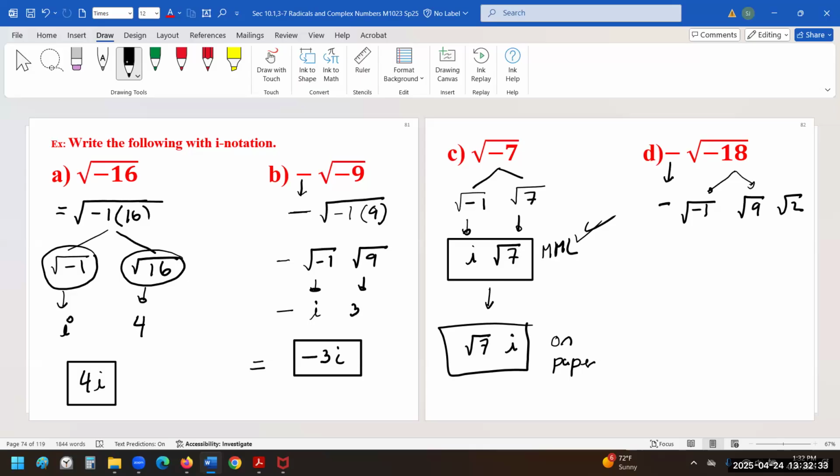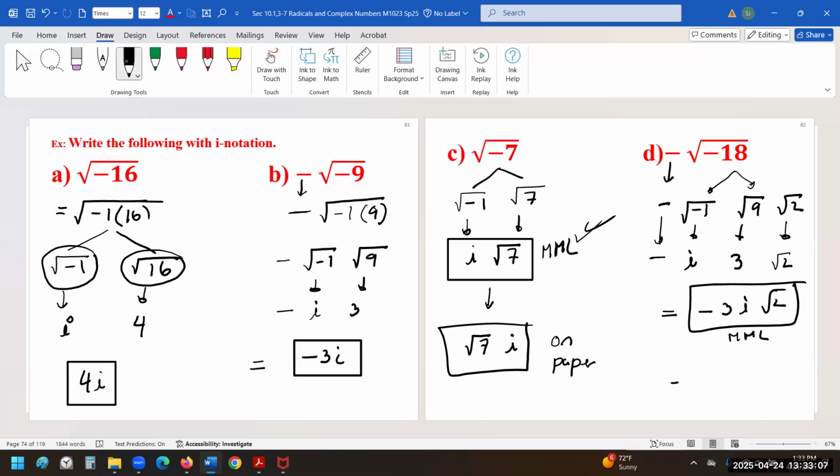Nine times 2 gives us 18. So we have negative from here. The negative 1 under the square root gives us I. Square root of 9 gives us 3. And square root of 2 gives us the same thing, square root of 2. So when you combine all of them, what do you have? 3I square root of 2. This is for my method.